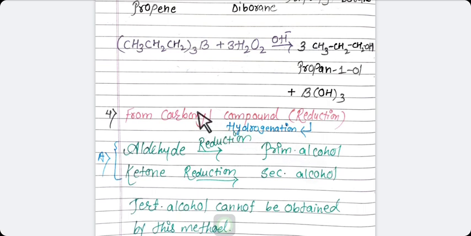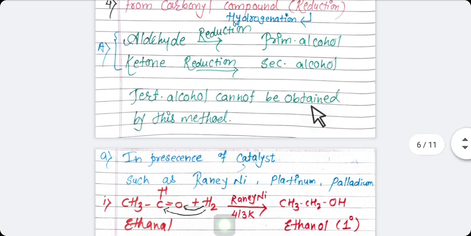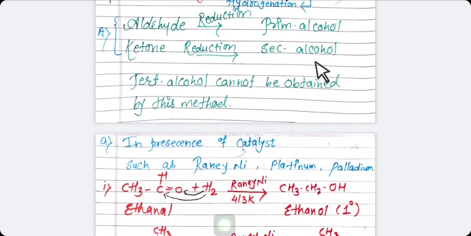Now the next method for the preparation of alcohol is from carbonyl compounds. The process is reduction. As all of you know, reduction means hydrogenation, meaning addition of hydrogen.